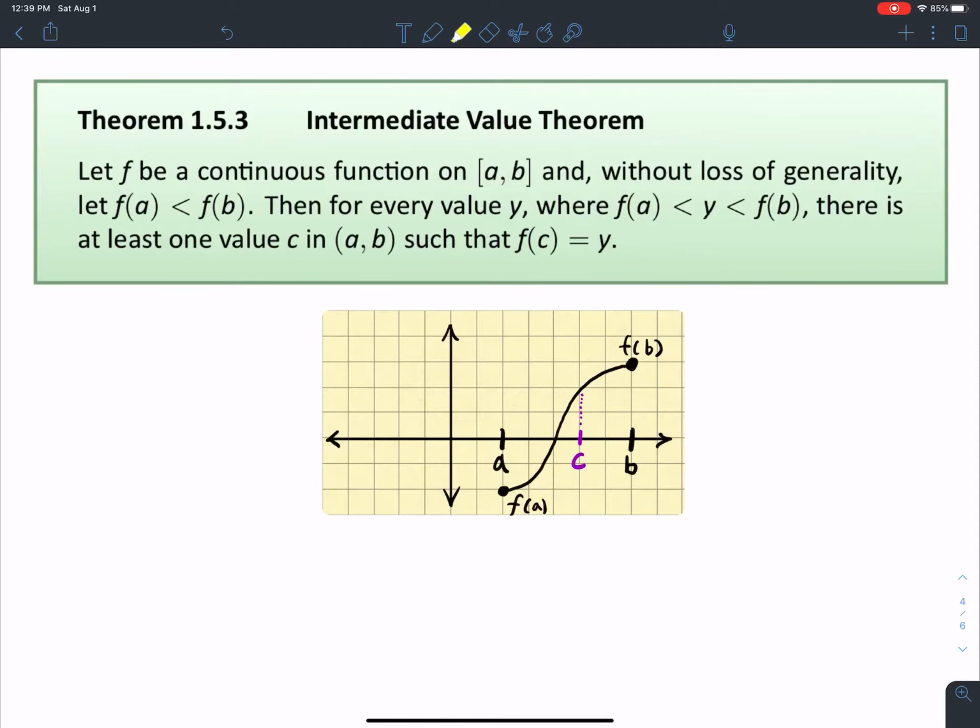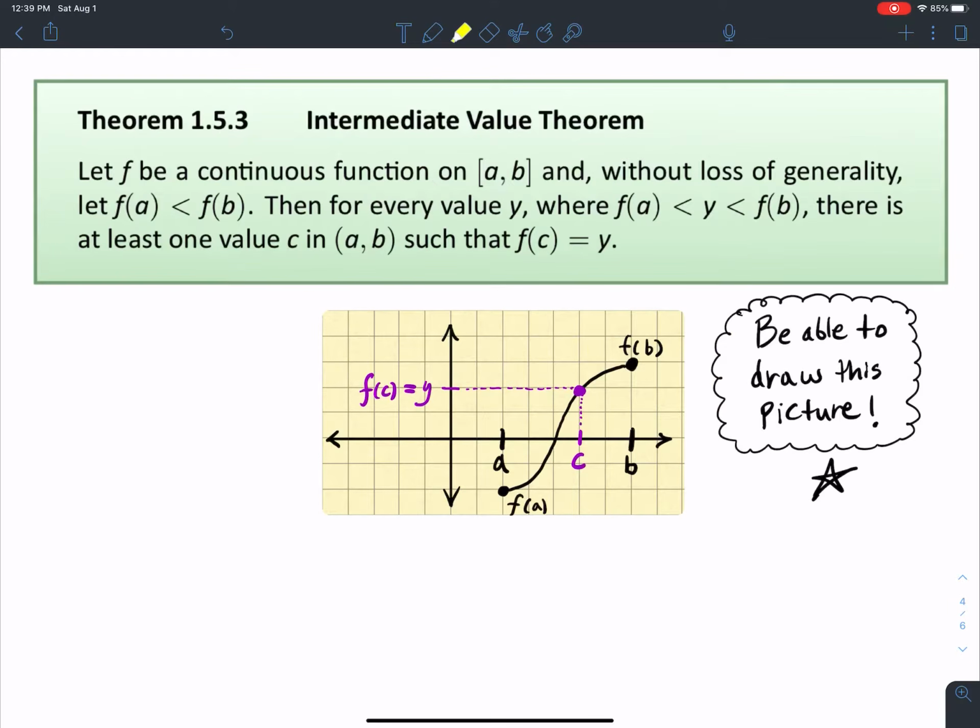So what does that look like? Just pick a c, any c between a and b, and if I plug that into my function f, the y value is equal to f of c, and that y is stuck between those two values there. Looking at it through a picture, it looks pretty much like common sense, but this is a very powerful theorem. The intermediate value theorem is extremely important.